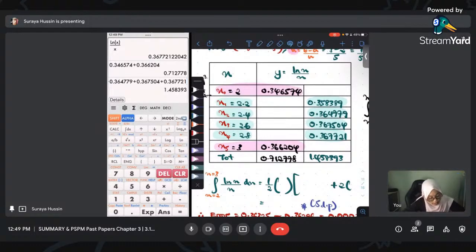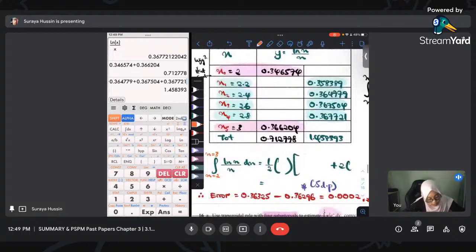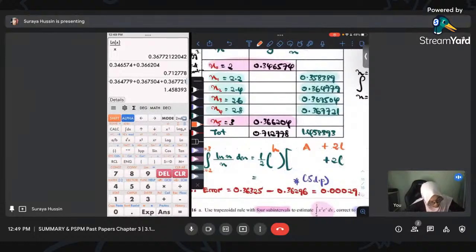548,393. Okay, so now kerja kita kena masukkan H kita. Masukkan group A tambah 2 darab group B. Mesti kamu confused. Miss, apa yang group A, group B ni? This is actually group A. This is group A. This is group B.